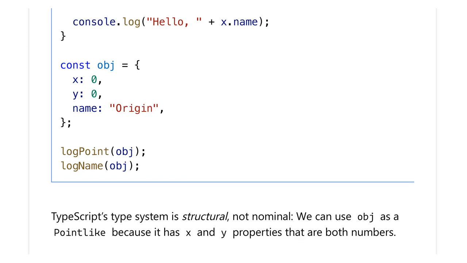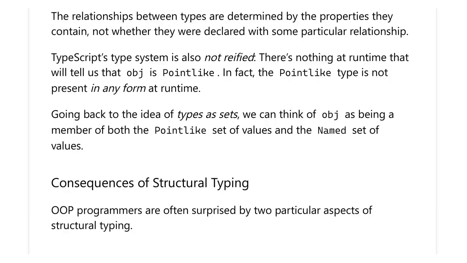TypeScript's type system is structural, not nominal. We can use obj as a PointLike because it has x and y properties that are both numbers. The relationships between types are determined by the properties they contain, not whether they were declared with some particular relationship. TypeScript's type system is also not reified. There's nothing at runtime that will tell us that obj is PointLike. In fact, the PointLike type is not present in any form at runtime.